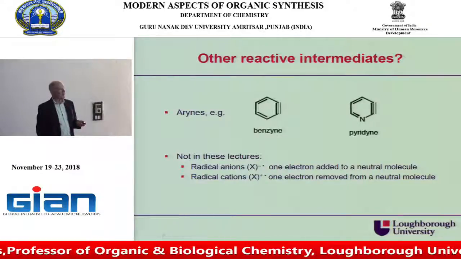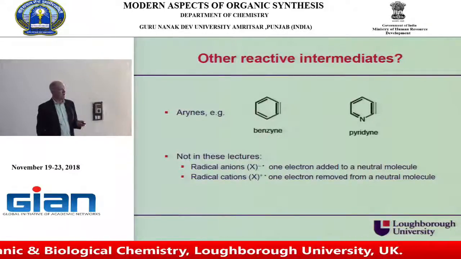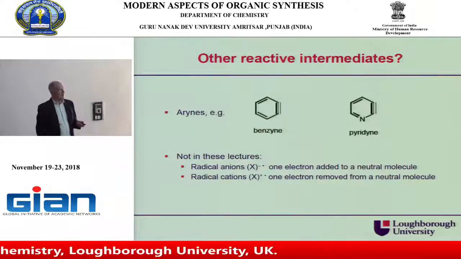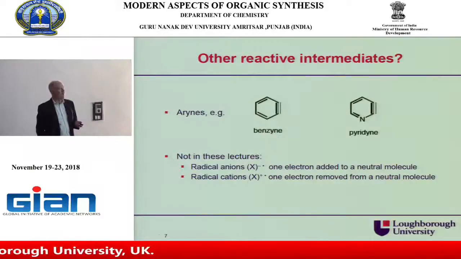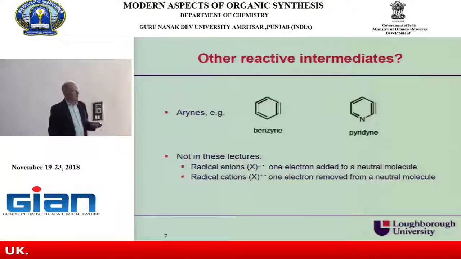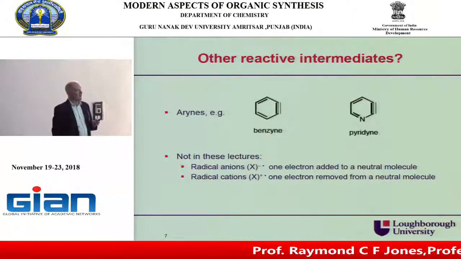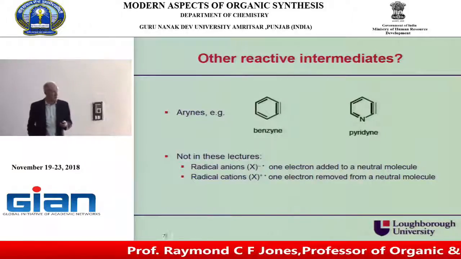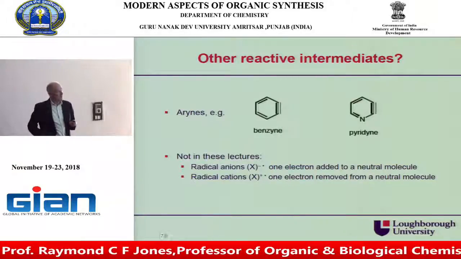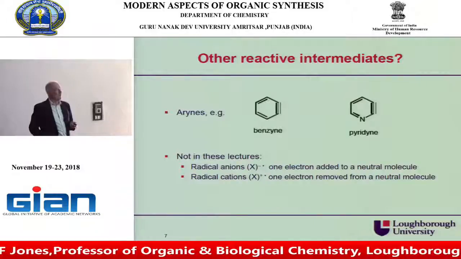Radical anions, where 1 electron is added to a neutral molecule, or radical cations, where 1 electron is removed from a neutral molecule. I'm not going to talk about those this week, but they do exist and they are intermediates in some mechanisms, but are not going to feature in these lectures.